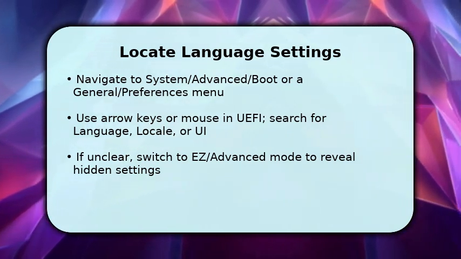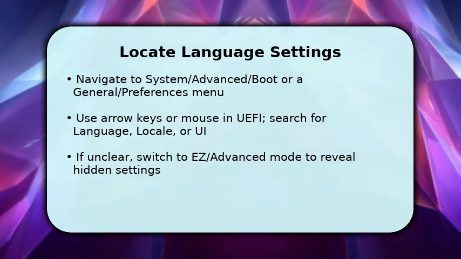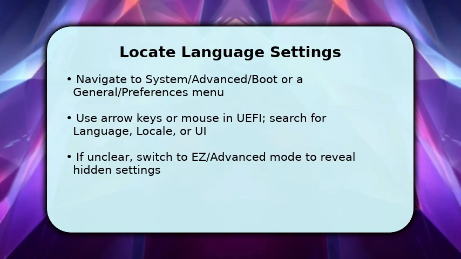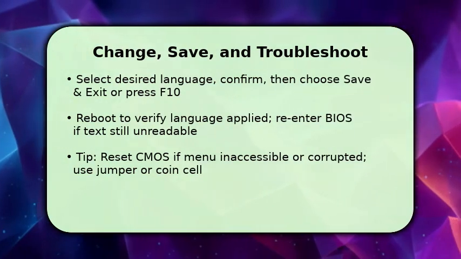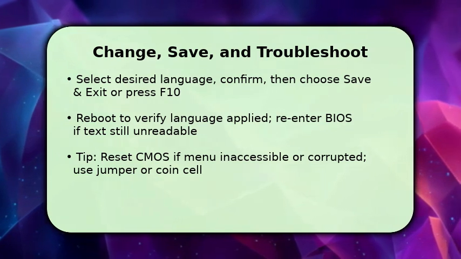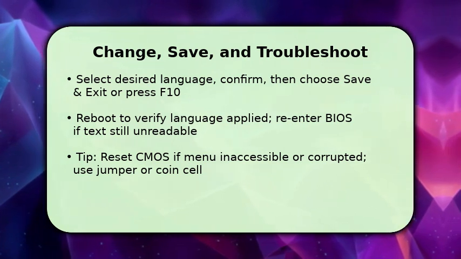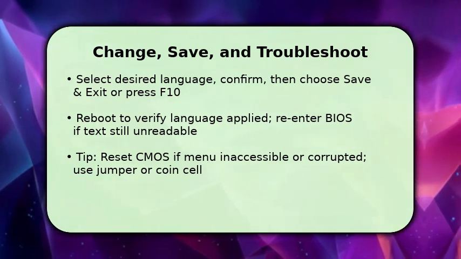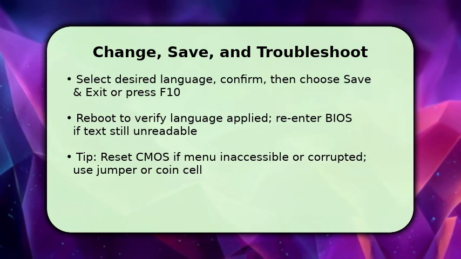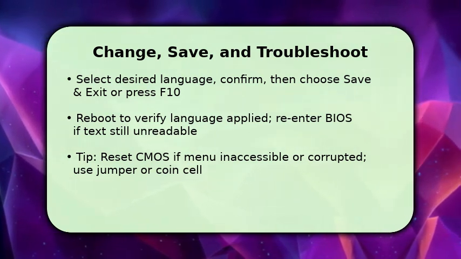Make sure to pause and read menu hints. Firmware wording varies between vendors. Select the desired language from the list and apply the change. After selecting, choose Save and Exit or press F10 to commit settings. Then let the system reboot and re-enter the BIOS to verify the firmware UI displays the new language.